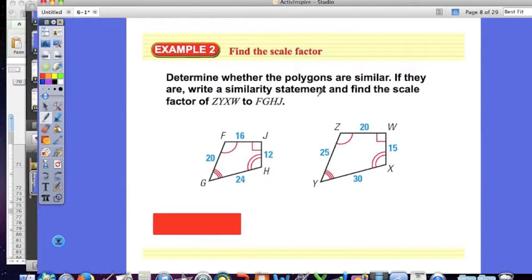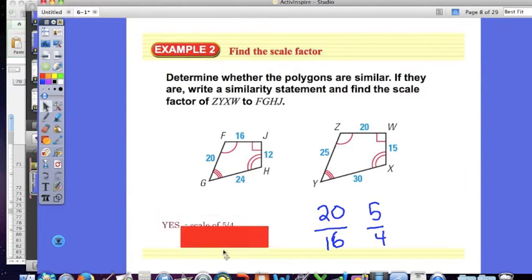So in this problem, they want to compare this to this. So the larger one to the smaller one. So 20 over 16. Those are both divisible by 4. So that's 5 over 4. 15 over 12 is equivalent to 5 over 4. 30 over 24 is equivalent to 5 over 4. And 25 over 20 is equivalent to 5 over 4. So yes, the scale is 5/4.